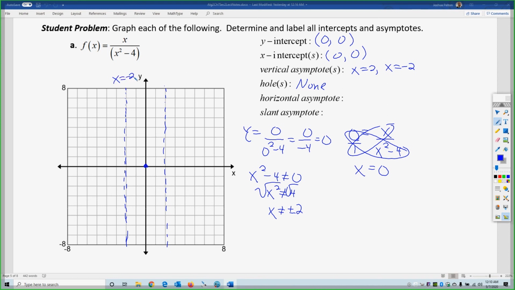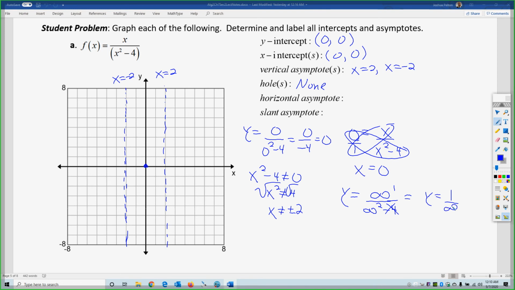x equals -2, x equals 2. Okay, good. All right, horizontal asymptotes versus slant asymptotes. We'll plug in infinity. So y equals infinity over infinity squared minus 4. Again, non-leading terms don't matter. So essentially I have infinity over two infinities, which leaves me with 1 over infinity, just like x over x squared.